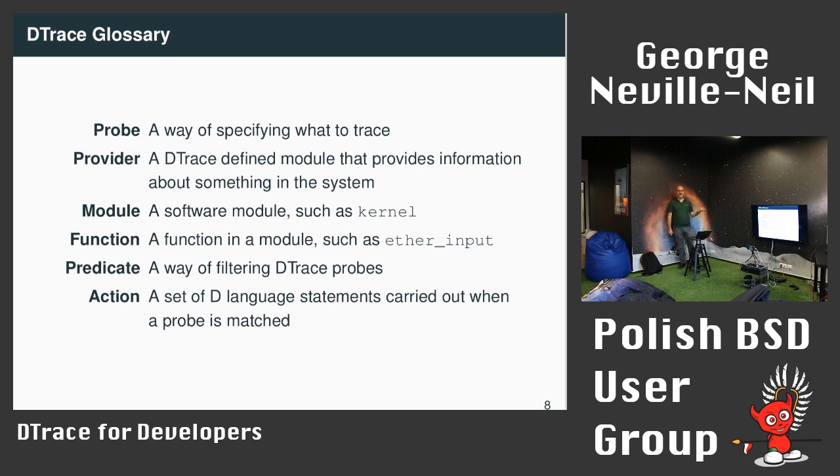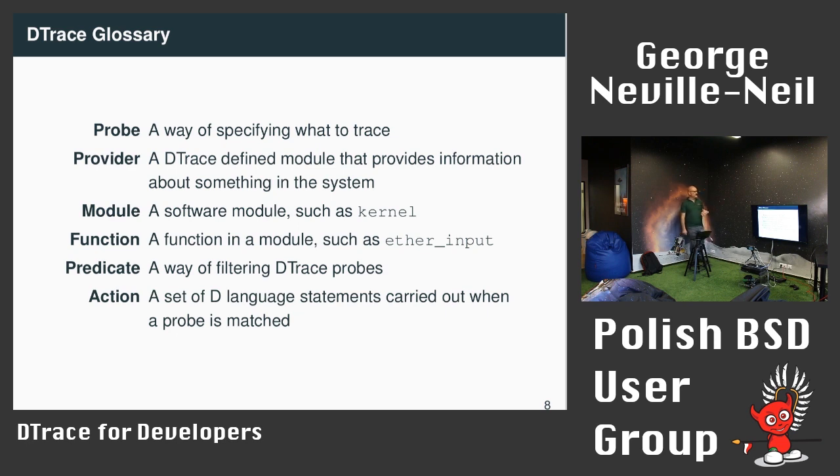There are tens of thousands of probes in FreeBSD and in macOS, and the OpenBSD folks have been working on doing a port of Dtrace as well. But when you compile the kernel and a bunch of user-space programs, you get tens of thousands, sometimes hundreds of thousands of probe points. So a probe is a way of saying, I want to look at that thing.